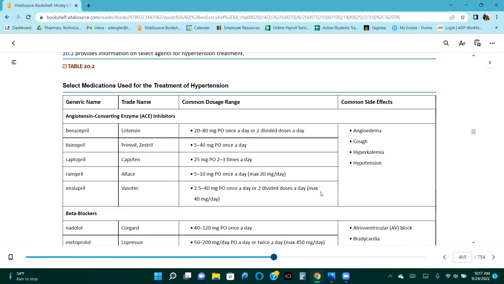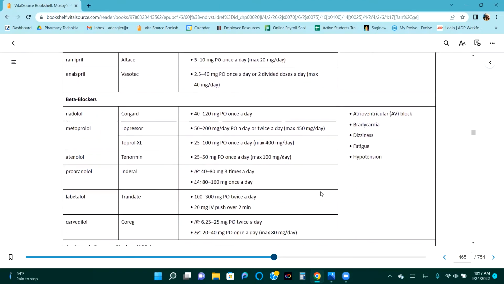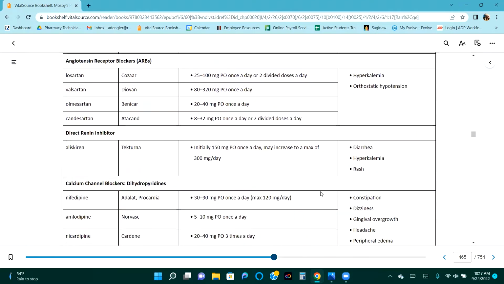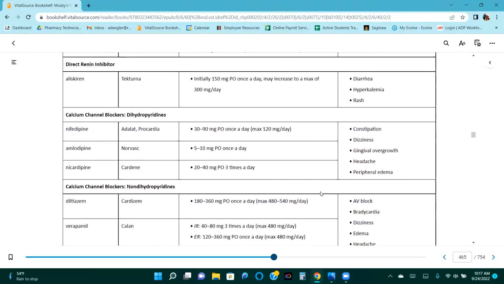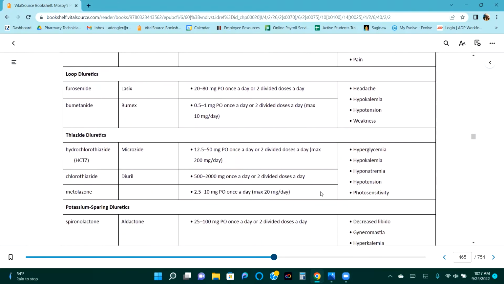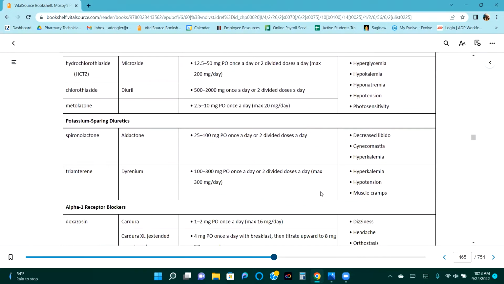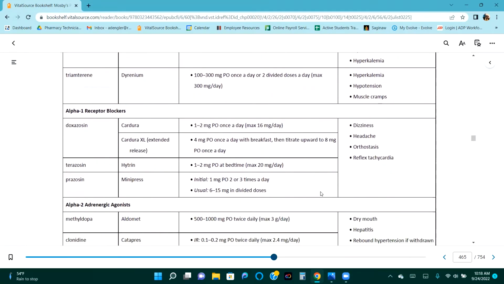Table 20.2 lists select medications used for the treatment of hypertension. We already talked about the ACE inhibitors, beta blockers, ARBs, direct renin inhibitors, calcium channel blockers. Loop diuretics, we haven't talked about yet. We have Lasix and Bumex. Thiazide diuretics, Microzide and Diuril, metolazone. Potassium sparing diuretics like Aldactone and triamterene.